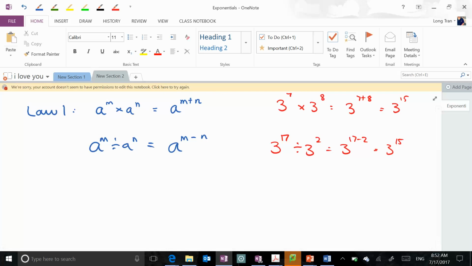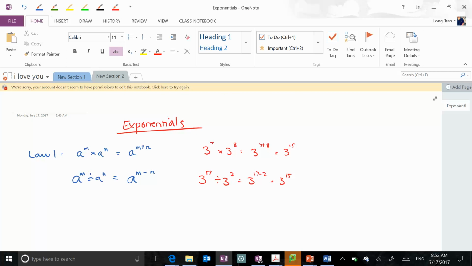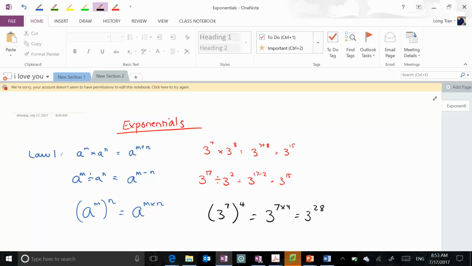Next one, give me another rule. Ian, give me another one. What else do we know? Is equal to what? Good, that's correct. A to the power of mn, which means m times n. Okay, so an example would be, let's say I gave you 3 to the power of 7, all to the power of 4. That's the same thing as saying 3 to the power of 7 times 4, which is 3 to the power of 28.